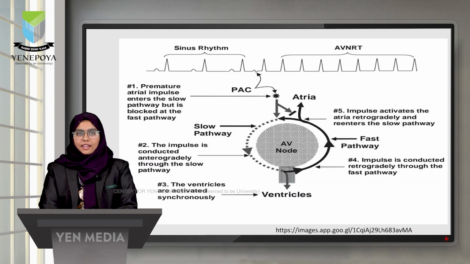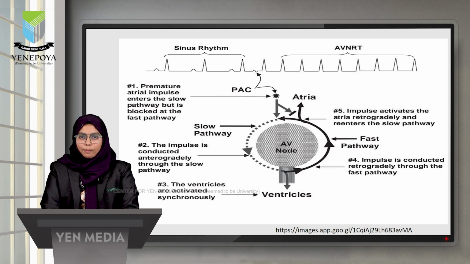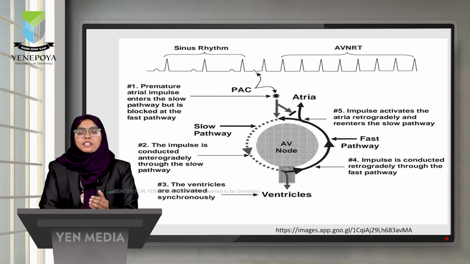So, the mechanism of AVNRT. There is a slow pathway and a fast pathway. The slow pathway has a shorter refractory period, whereas the fast pathway has a longer refractory period, so the slow pathway is ready to take in another impulse. A premature atrial impulse enters the slow pathway but is blocked in the fast pathway because the fast pathway is in its refractory period. The impulse is conducted antegrade through the slow pathway.